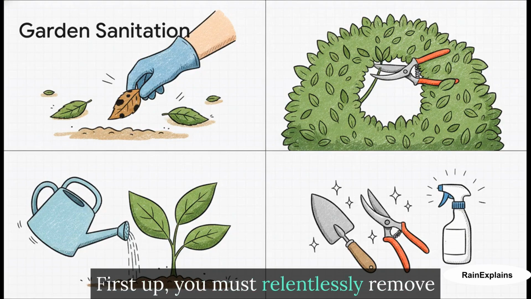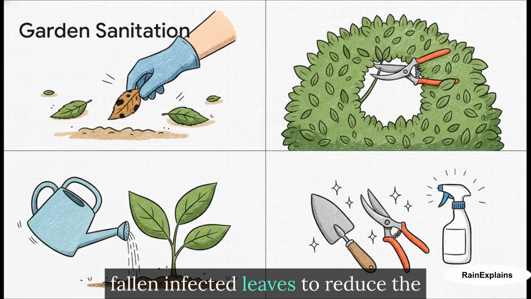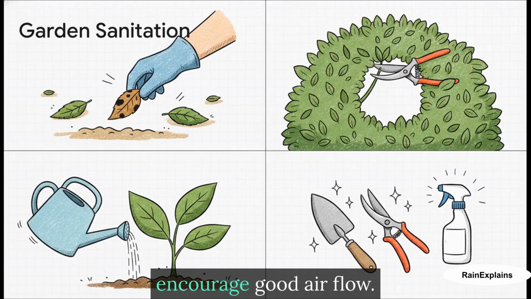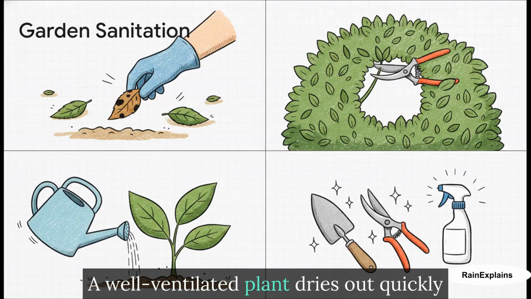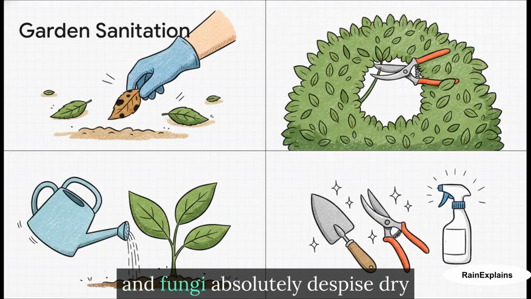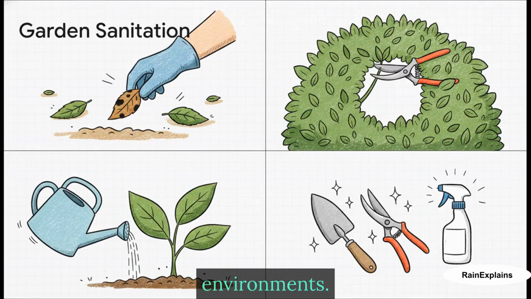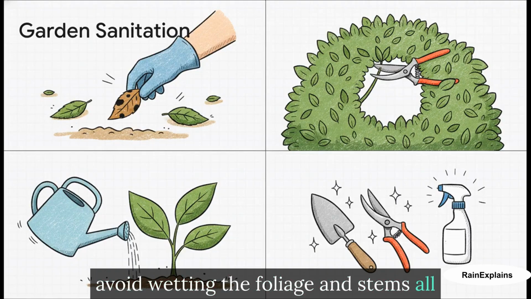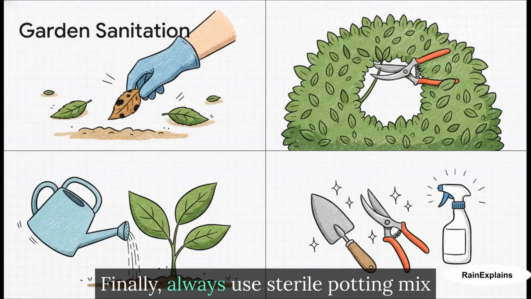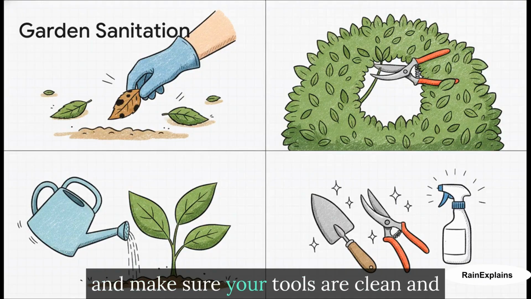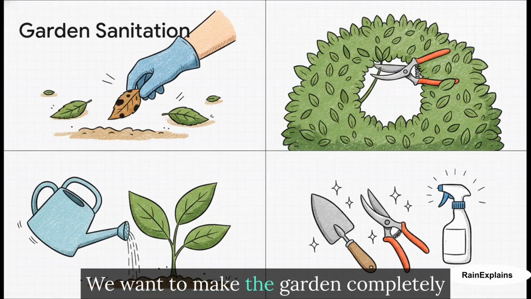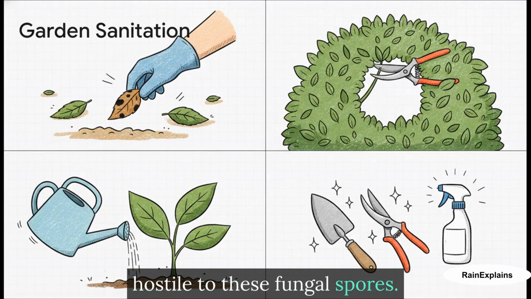First up, you must relentlessly remove fallen, infected leaves to reduce the spread. Next, selectively prune your plants to encourage good airflow. A well-ventilated plant dries out quickly, and fungi absolutely despise dry environments. When you water, make sure you water deeply but less frequently, and critically, avoid wetting the foliage and stems altogether. Finally, always use sterile potting mix and make sure your tools are clean and sterile before and after every single use. We want to make the garden completely hostile to these fungal spores.